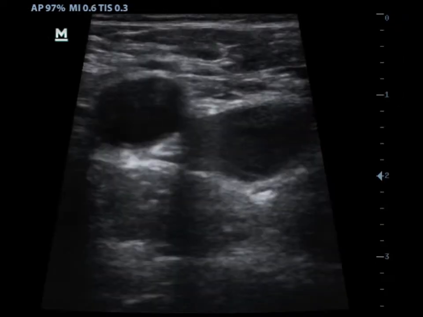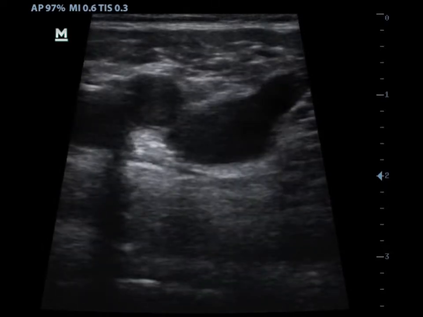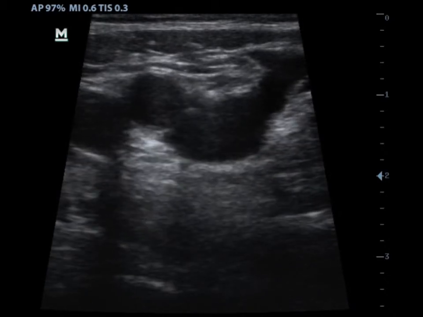If we go a little more distally, again, we're going to start with a common femoral vein and the common femoral artery, and I'm going to slide distally, and you're going to see how the greater saphenous vein comes off the common femoral vein, and how the common femoral artery bifurcates. Wait for it. There it is.